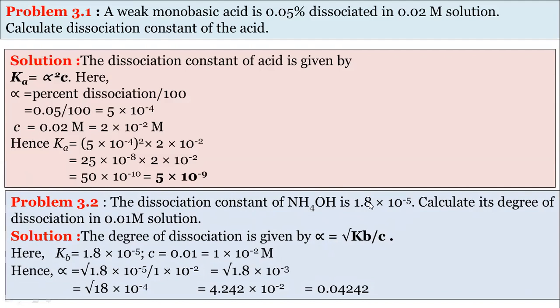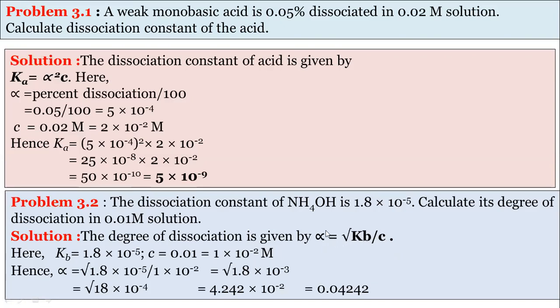And what is asked? Calculate its degree of dissociation, that is alpha, in 0.01 molar solution, so the concentration is also given. We already know this relation: the degree of dissociation alpha is equal to the square root of Kb divided by C. This is according to the Ostwald dilution law.